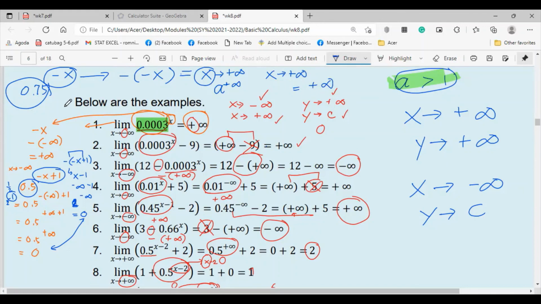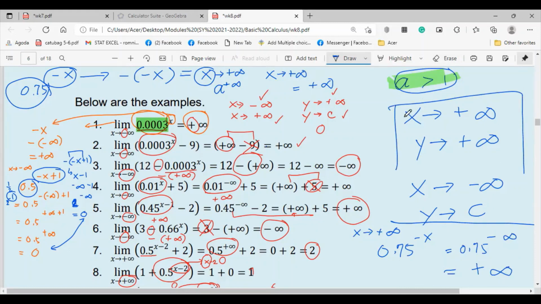Which is also true naman, class, if you have 0.75 raised to negative x, where x keeps on increasing, then you now have 0.75 raised to negative infinity. Sagot mo pa rin naman ay positive infinity. Suggestion lang naman, class, kung gusto ninyo na iisa lang ang i-memorize mo, ito na lang ang i-memorize mo, then pwede mong baliktarin.